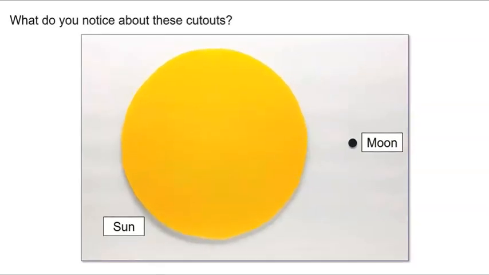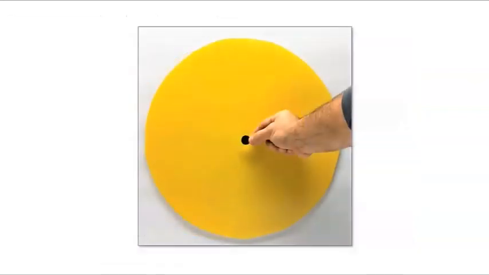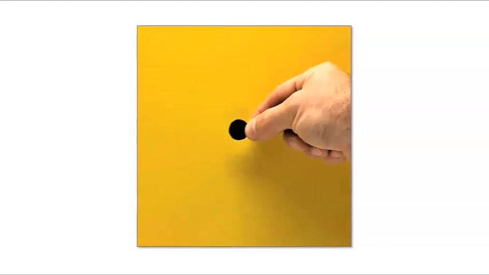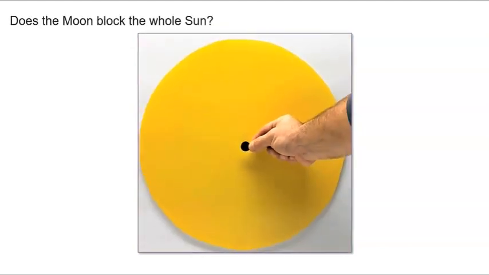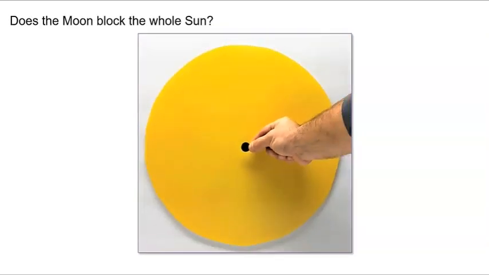What do you notice about these cutouts? Do you notice that the moon cutout is much smaller than the sun cutout? I noticed the same thing. I will hold the moon cutout about an inch in front of the sun cutout. Does the moon block the whole sun? Thumbs up for yes or thumbs down for no. Thumbs down. When the moon and the sun are arranged this way, the moon does not block the whole sun.